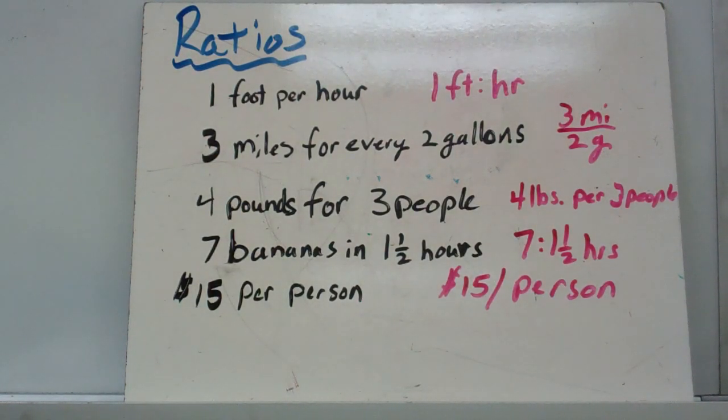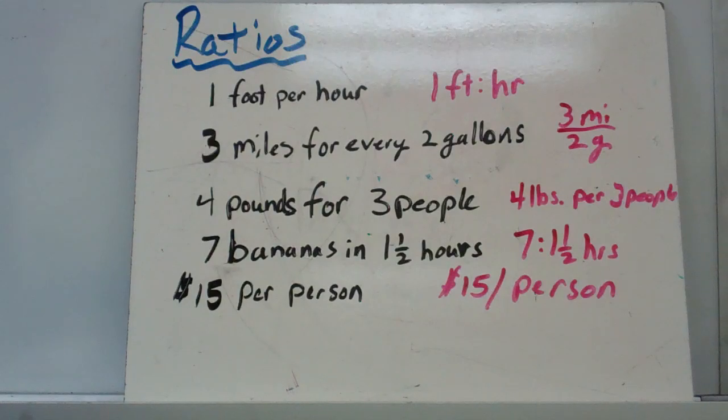So we're given 1 foot per hour, and we're going to use our units as best as we can here. So we'll have 1 foot and then a colon, per hour, or an hour. 3 miles for every 2 gallons. So we have 3 and our abbreviation for miles, MI, over 2G, which is our abbreviation for gallons. So 3 miles over 2 gallons.